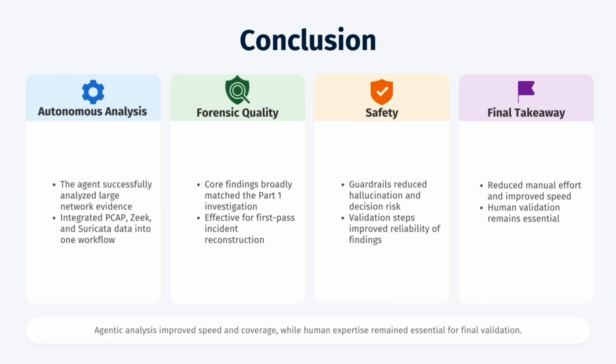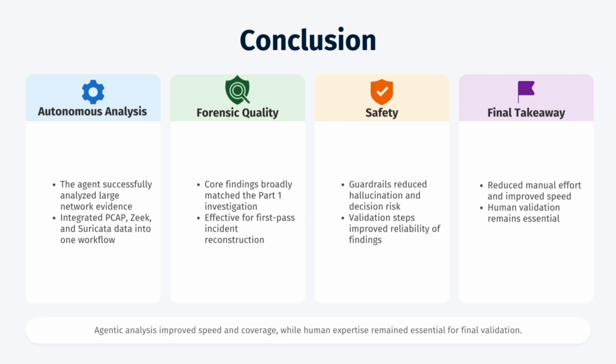In conclusion, our agent is able to perform autonomous analysis by processing large volumes of network data without manual step-by-step guidance. It integrates multiple tools like PCAP processing, Zeek, and Suricata into a single workflow, which improves efficiency compared to manual investigation. In terms of forensic quality, the key findings produced by the agent are largely consistent with our Part 1 investigation, which shows that the system is effective for first-pass incident reconstruction.